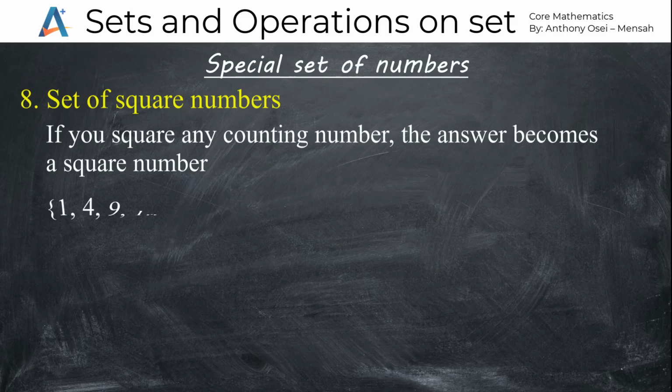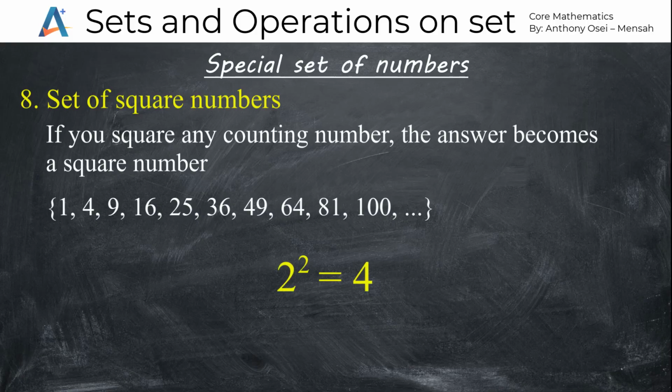So we take an example like 4. 4 can also be written as 2 squared. Let's take 36. 36 can be written as 6 squared. 100 can be written as 10 squared. And because when you square counting numbers starting from 1 to infinity, the values or the answers that you're going to get are what we call the square numbers or the perfect squares.